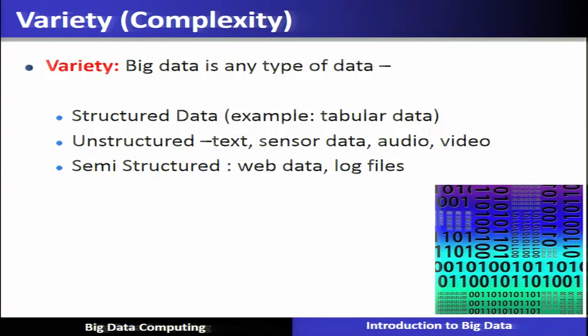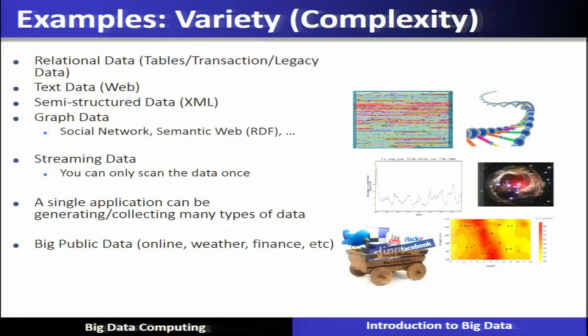Examples of this variety dimension in big data are the data coming out of real-time data, transactions, tables, and legacy data. Then the text data which is on the web, and semi-structured data, that is the XML data captured from the web, graph data which is nothing but social network data, semantic web, streaming data, where you can scan the data once, and big public data which is available online, like weather data or finance data and so on.